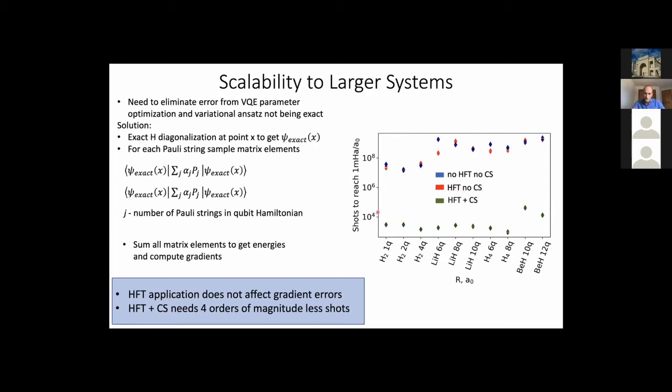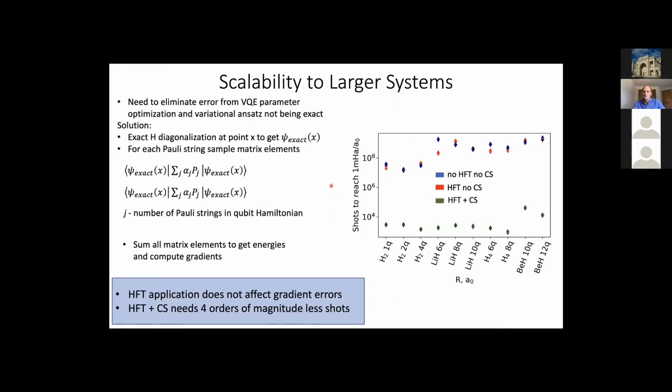And most importantly here, the green arrows represent the correlated sampling technique, which allows us to reduce the number of shots required to reach this accuracy by 3 or 4 orders of magnitude.